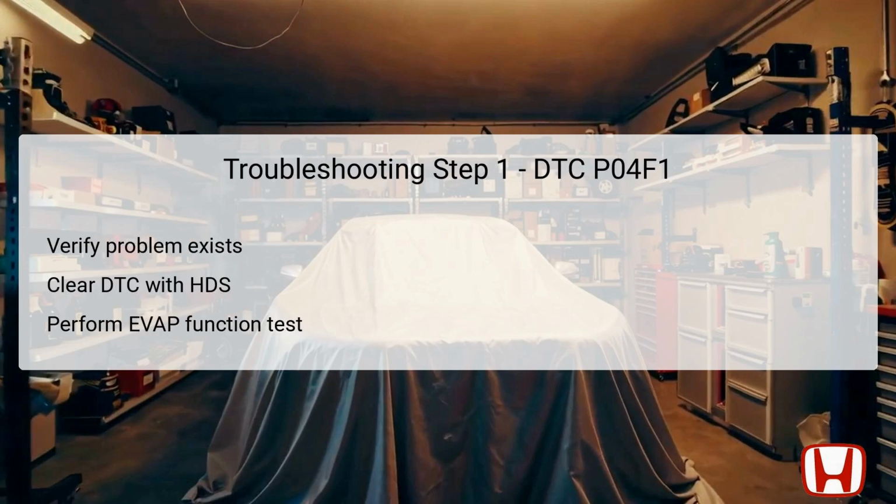Recognizing these symptoms early can prevent further complications, emphasizing the importance of thorough inspection and prompt resolution of the DTC P04F1. The first step in troubleshooting DTC P04F1 involves verifying that the problem exists as indicated by the error code. Begin by turning the vehicle to the on mode and using the HDS Honda Diagnostic System to clear the DTC. After clearing, select the EVAP test in the inspection menu and proceed to conduct a function test.